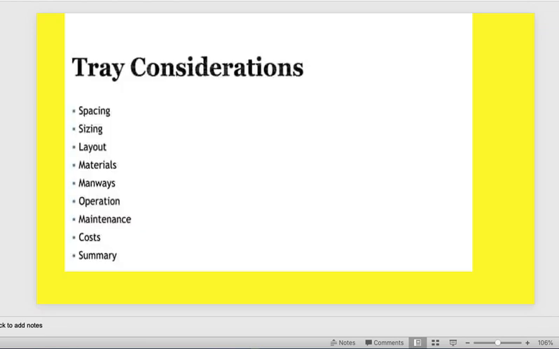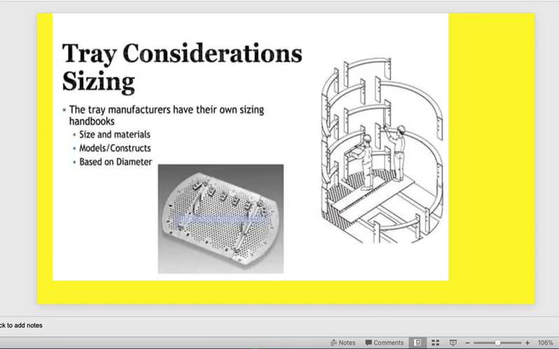Is there a consideration when you are installing this tray and designing this tray? Yes: the spacing, the sizing, the layout, the material, the manways, and the operation, delta P, maintenance cost, and we will mention the summary. Let's go step by step. The sizing. The tray manufacturer has their own sizing handbook. So there is a standard for the sizing.